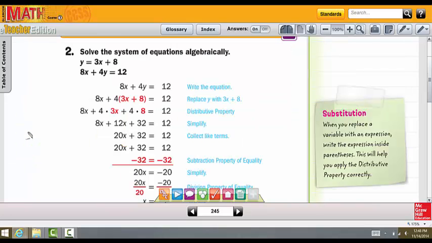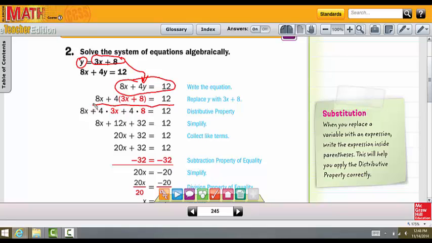Let's try another problem. In this case, we're being asked to solve the system of equations algebraically, and we have y equals 3x plus 8. Additionally, we have 8x plus 4y equals 12. So we have one of the equations right here, 8x plus 4y equals 12. And now we can take y, which is 3x plus 8, and insert it right here for y. So we're going to insert the 3x plus 8 in where the y was, and that's where this comes from.